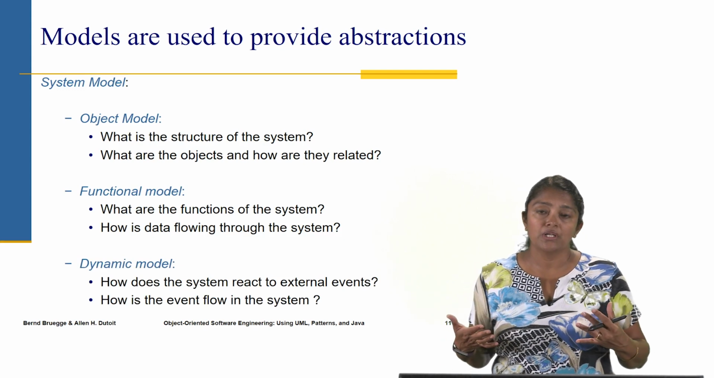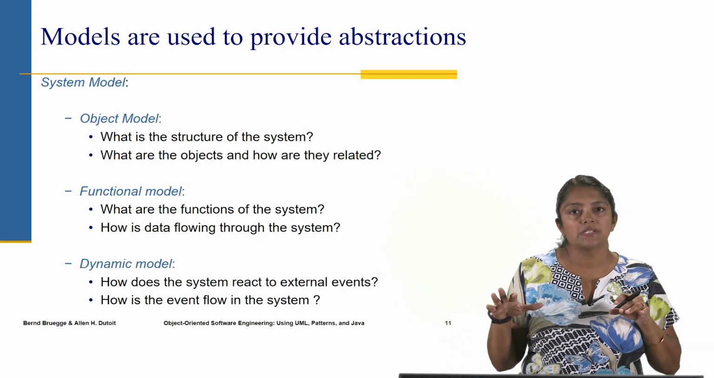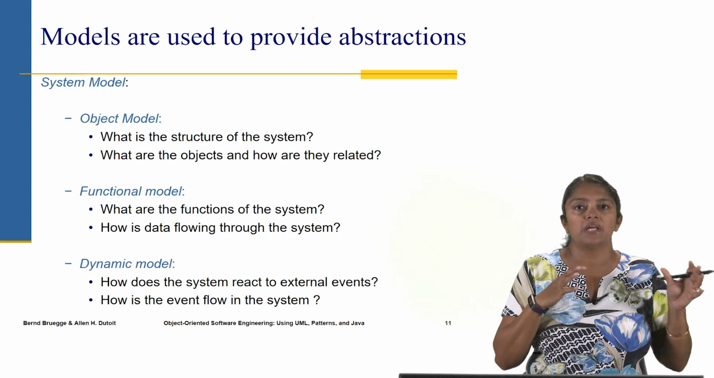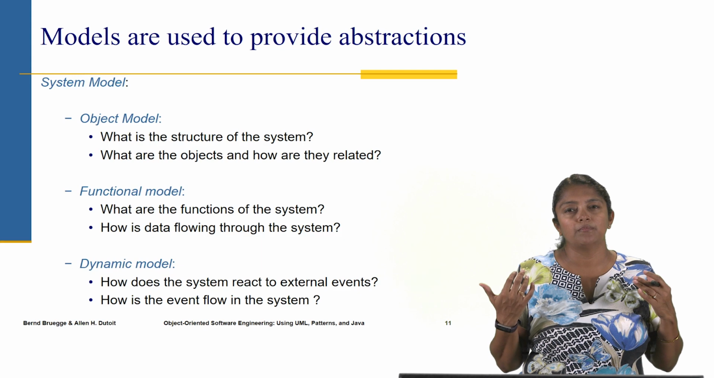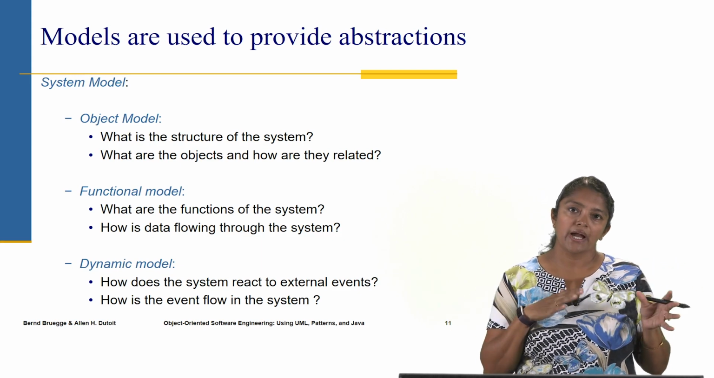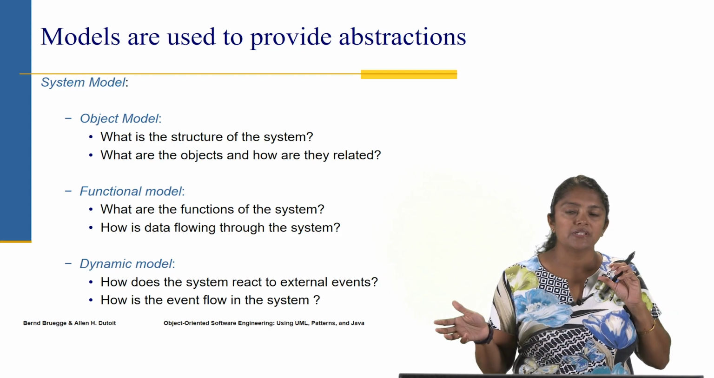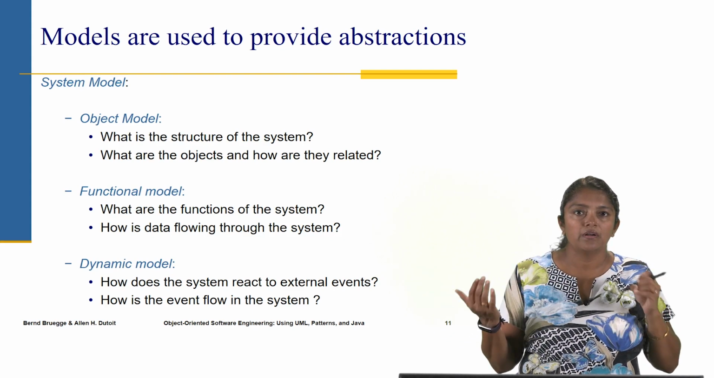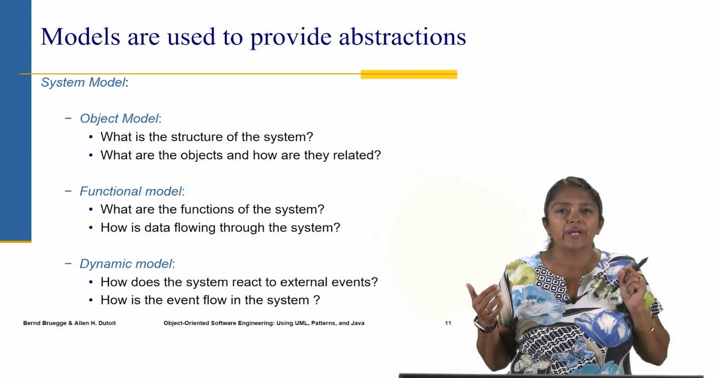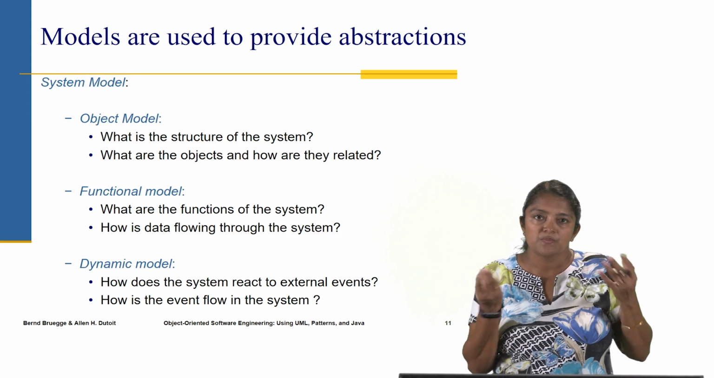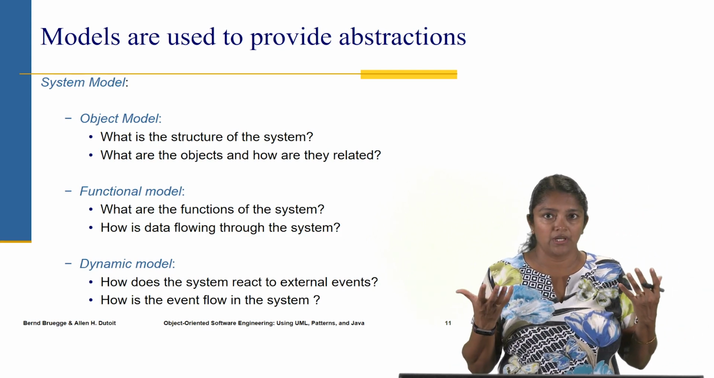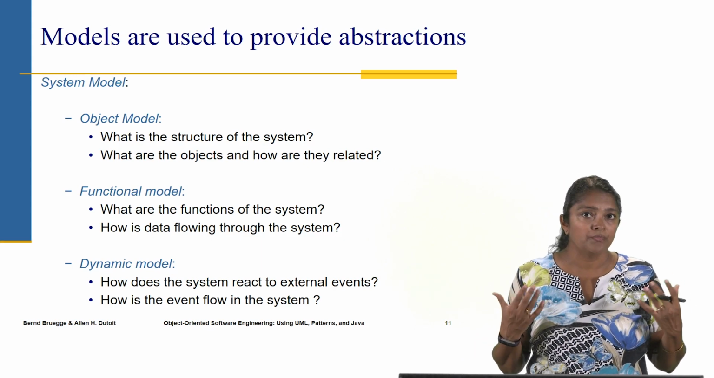And then there's a third model called dynamic model. So how does the system react to any external events? And what is the event flow like? So here now we're thinking about the dynamic aspects of the system. How does it react to outside events? When these events occur, how are they flowing? From which subsystem to other subsystem are they flowing? Are the objects in the system changing states as a result of these events? So those are the kind of things that we think about in a dynamic model.